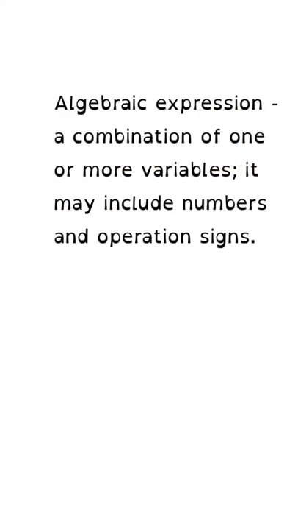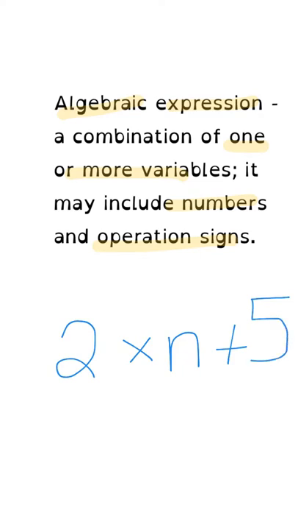The second definition is an algebraic expression, and what this is, is a combination of one or more variables. It may also include numbers and operation signs. For example, I could have 2 times n plus 5 as an algebraic expression, and what this means is 2 times a figure number plus 5.